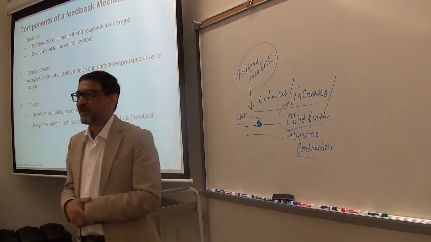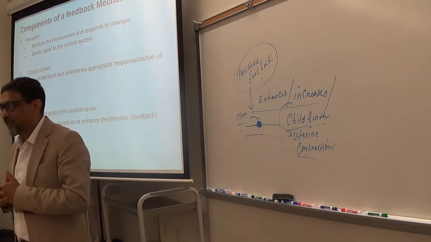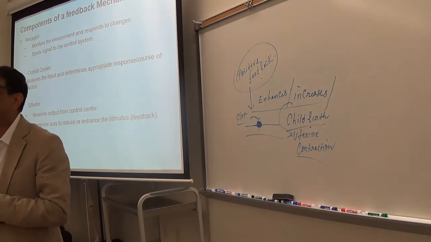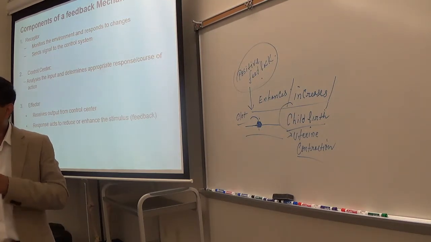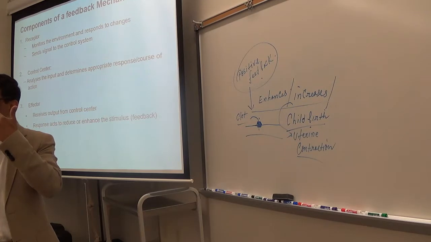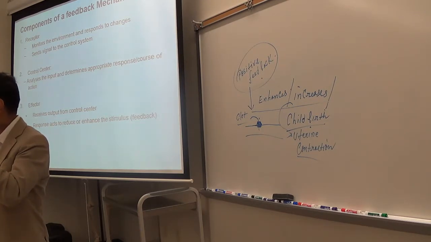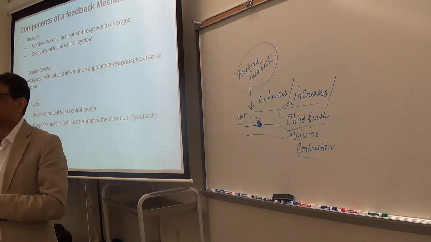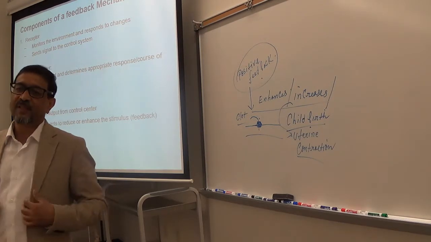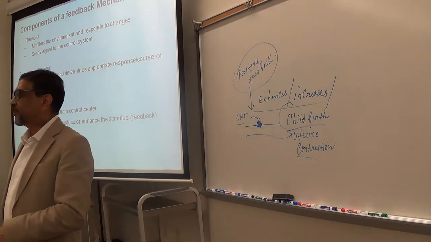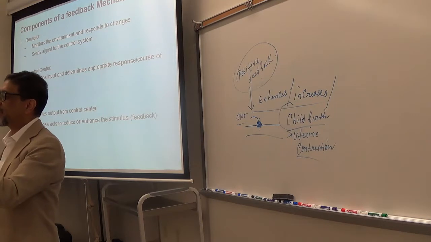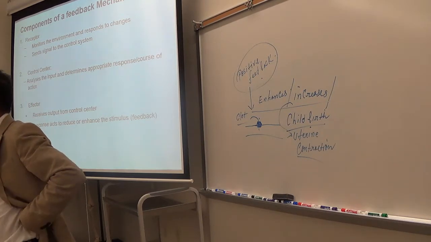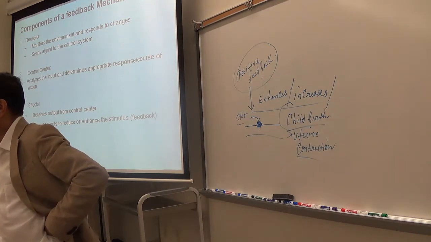Now you tell me, the central nervous system or control center will do what? Will interpret that signal received from the receptors. If body temperature increases, what kind of interpretation is your central nervous system supposed to do? What do you think?